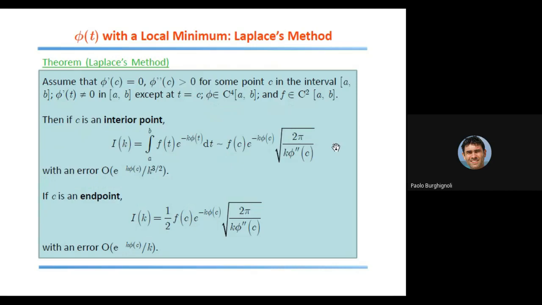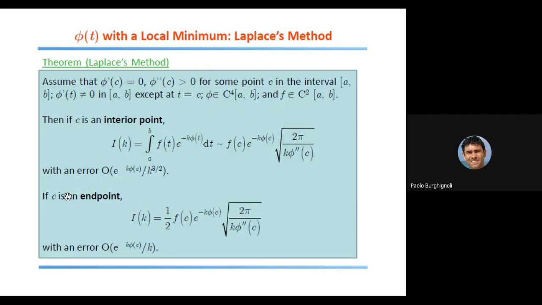And in addition, it can be proved that the next term in the asymptotic expansion would be of the order of the exponential e to the minus k times phi of C, the minus is missing, but it should be there, over k to 3/2. So the complete asymptotic expansion has a first term which goes like k to minus 1/2 here, then k to minus 3/2, and so on.